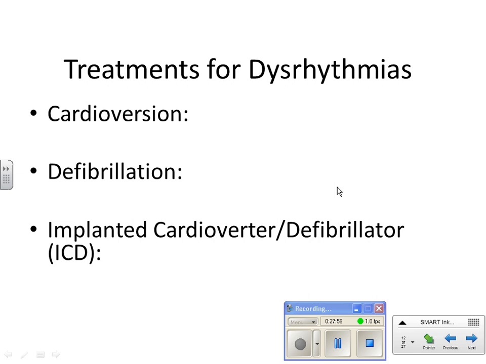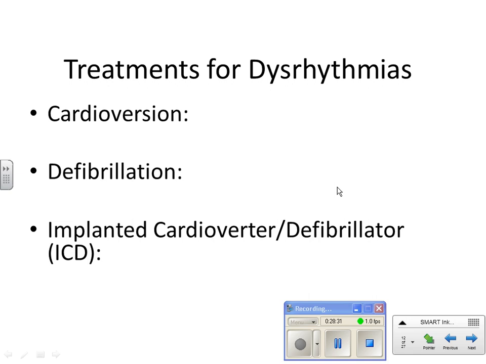So cardioversion is a synchronized electrical countershock. And why does it have to be synchronized? When we're doing cardioversion, we've got a tachydysrhythmia, we want to shock them back into normal sinus. Why does it need to be synchronized? Right, and what is the wrong point? Where do we not want to deliver a shock? During the T wave, because what's happening during the T?